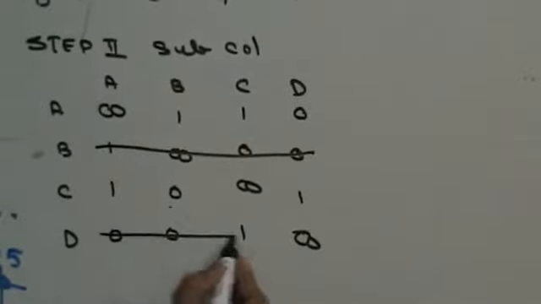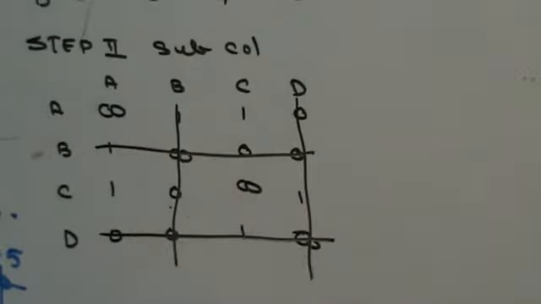Draw minimum number of horizontal and vertical lines to cover all zeros. There are 2 zeros here, so I can use this. Then I have 2 zeros here, so I can cover this. Then I have 1 0 column wise here, 1 0 column wise here. Number of rows is 4, number of lines is 4, right? So therefore the solution is optimum. Now I need to find out the optimum 0. Step 3.